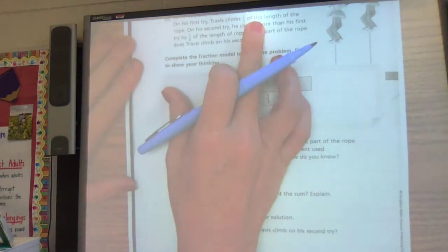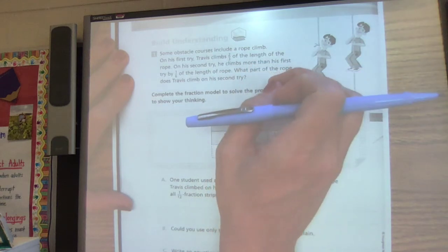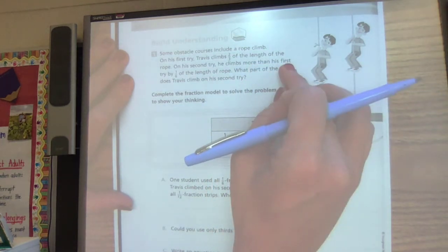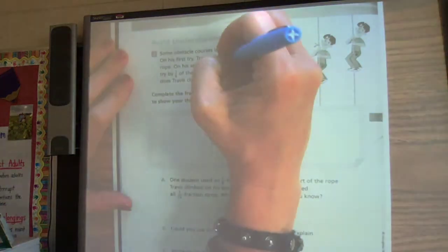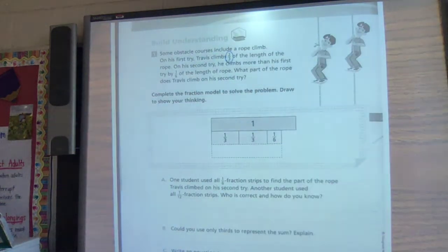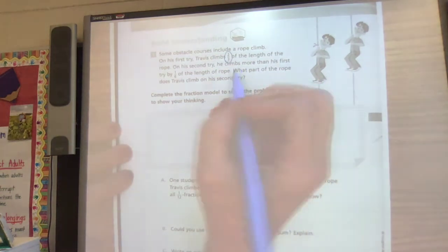All right, let's turn to the next page, 134. Okay, thought my video went out. Number 1 says some obstacle courses include a rope climb. On his first try, Travis climbs 2/3 of the length of his rope. On the second try, he climbs more than his first try by 1/6. What part of the rope does Travis climb on his second try?